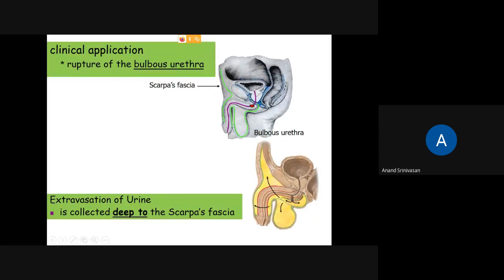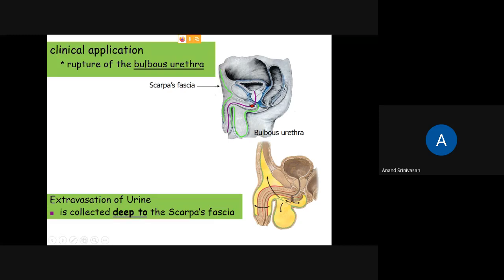So this is one of the methods, clinical examination. During the clinical examination, you need to examine the perineum. In case of perineal injury, the urethra may be damaged, and the urine will be collected in the scrotum and penis, and it might extend inside the anterior abdominal wall as well.